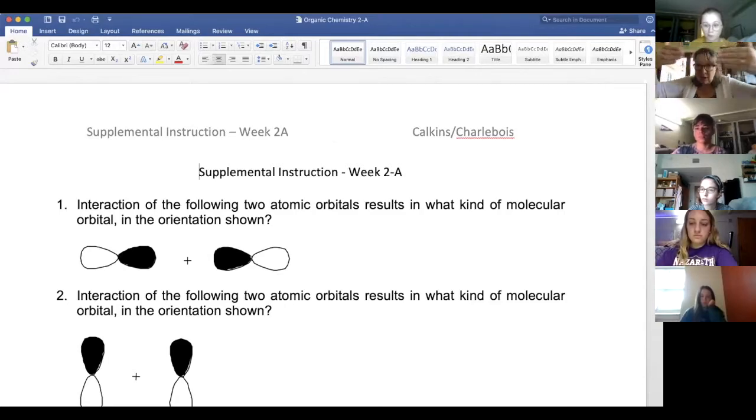Because those orbitals are coming at each other this way, it's going to be front overlap. And because they're constructive, with both of these, the black and the black, facing in, they're constructive, not destructive, so it's going to be a bonding orbital, and it's going to be a sigma bond.